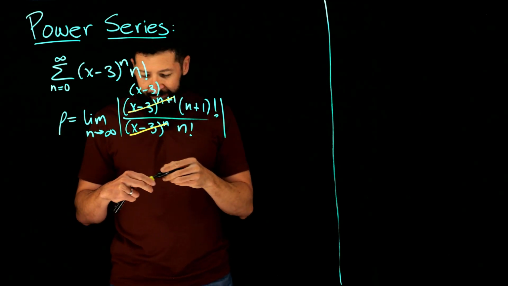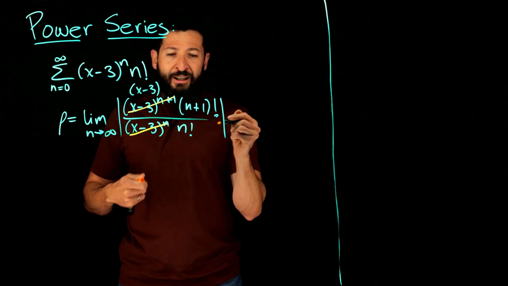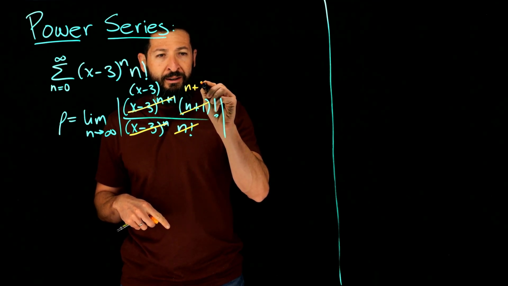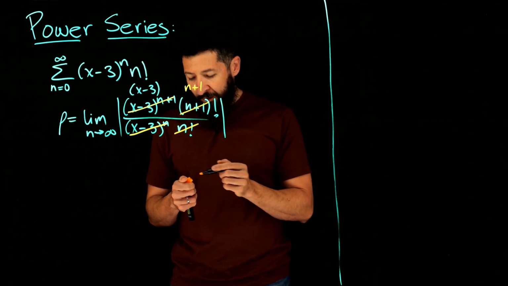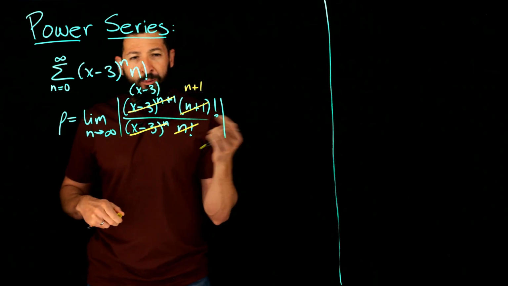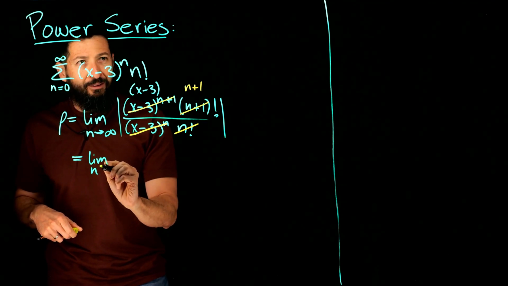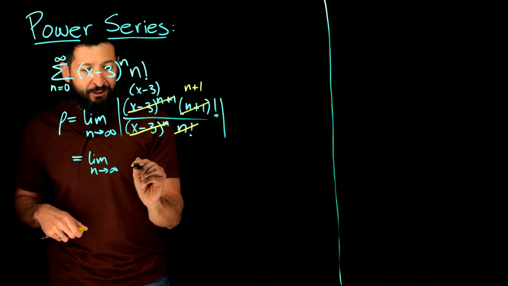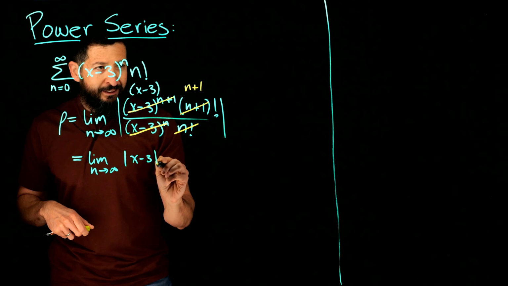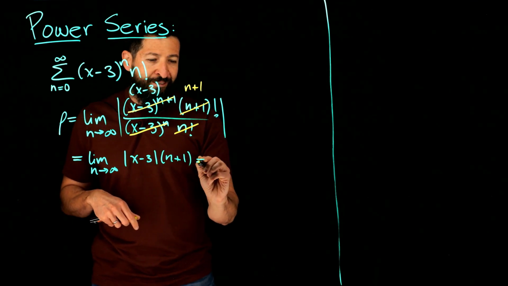I should have written it with a different color. Oh well. And now here, when I do n plus 1 factorial over n factorial, just as I did before, I can cancel them and just get n plus 1. This should have been in orange or yellow as you see it. As n goes to infinity, in any case, I get the absolute value of x minus 3 times the limit of n plus 1.